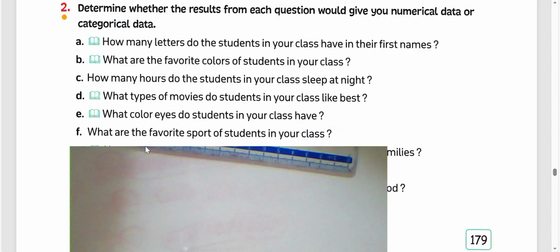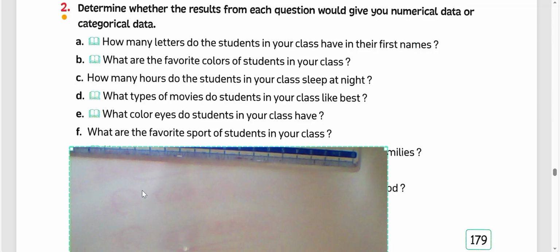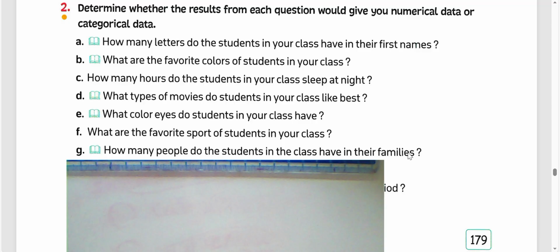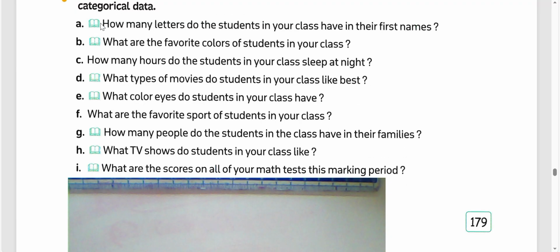Next question. What are the favorite sports in your class? It will be categorical data also. Next question. How many people do the students in the class have in their families? It will be numerical data. The answer will be digits, numbers. What food do the students in your class like? We can write here categorical data. The answer will be words.